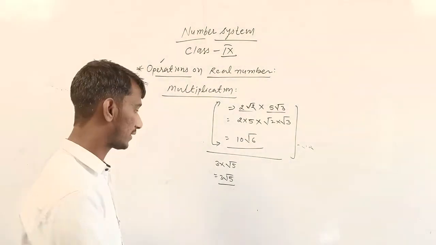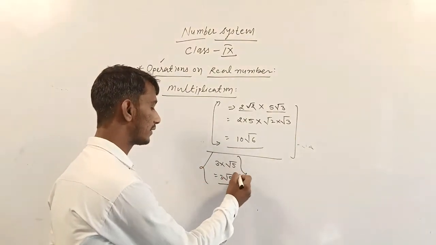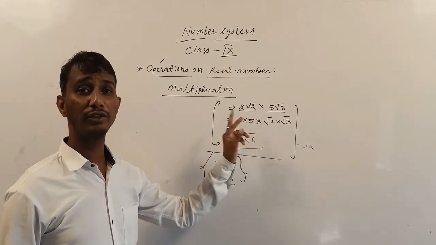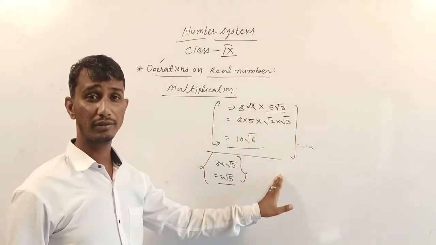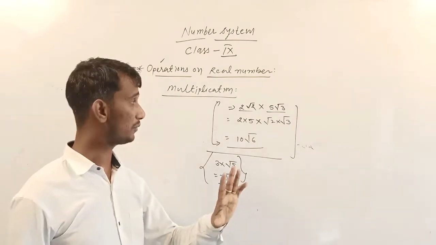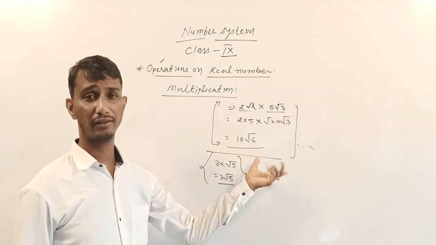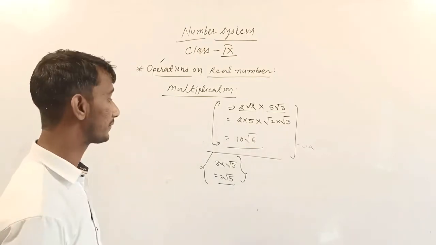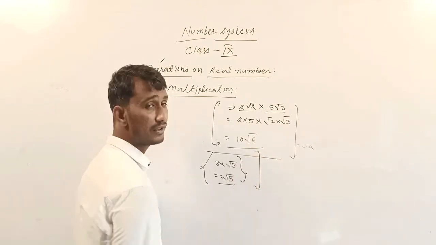Okay? But on both sides, irrational to irrational, the product may or may not be irrational. Maybe it is, or maybe it is not. Okay? Right? How? Check here.